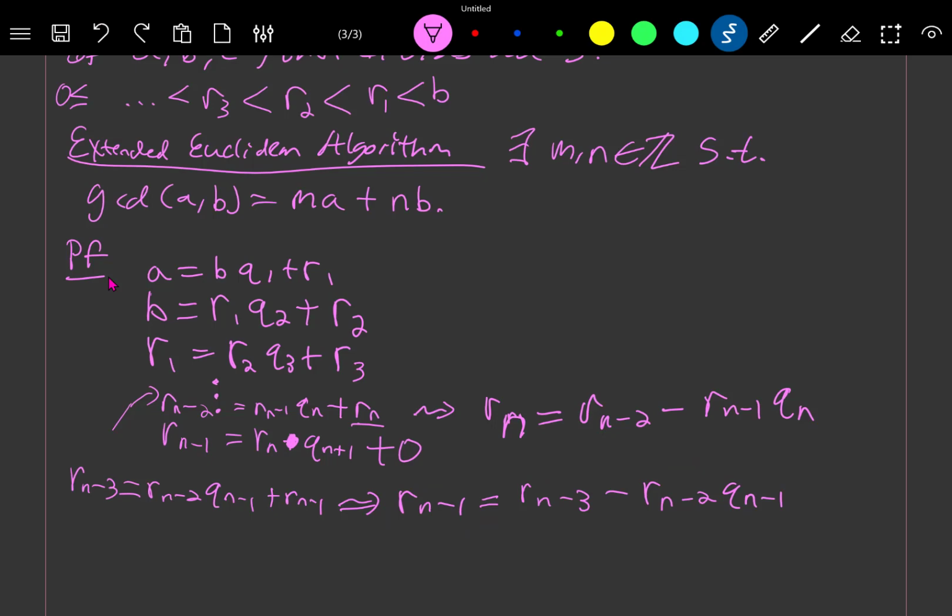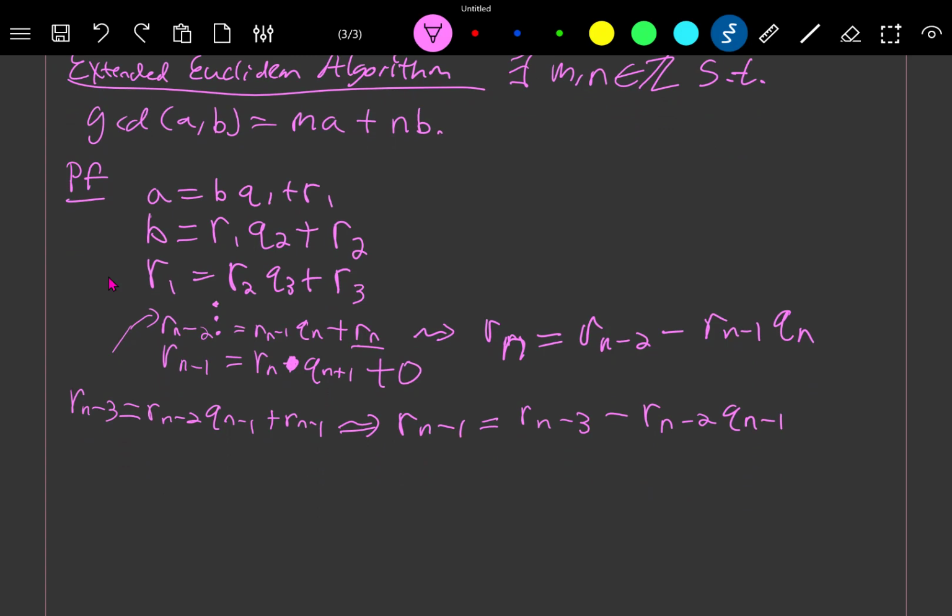And you can just keep going up. So more generally, we have R sub k is equal to R sub k minus 2 minus R sub k minus 1 times Q sub k.